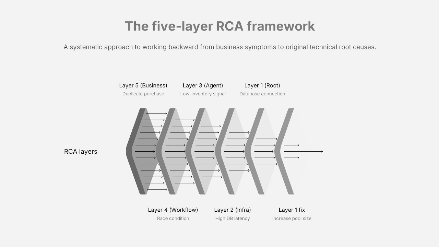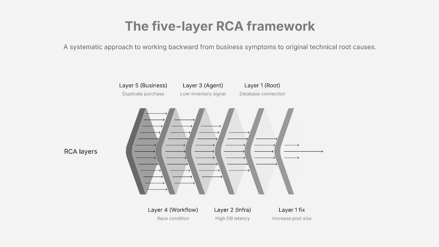So database connection as layer 1 and increase pool size also. Then layer 3, we have low inventory signal. And at layer 4, we have race condition, which is workflow layer. And at layer 5, we have duplicate purchase.